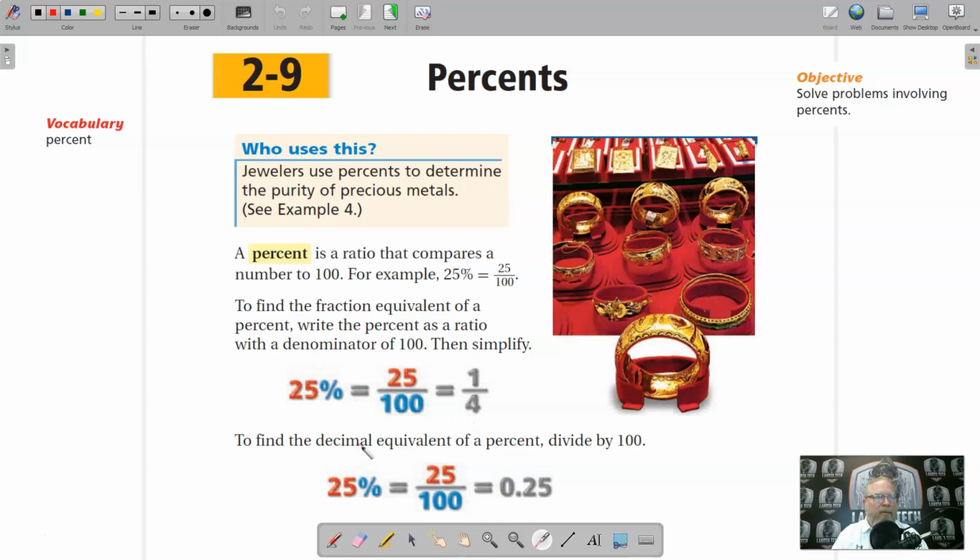So 25 over 100 simplifies to 1/4. To find the decimal equivalent of a percent, divide by 100. So if we take 25%, again, we're going to write it as 25 parts of 100, or 25 over 100. And then if we divide 25 by 100, because remember, every fraction is a division problem, 25 divided by 100 equals 0.25.